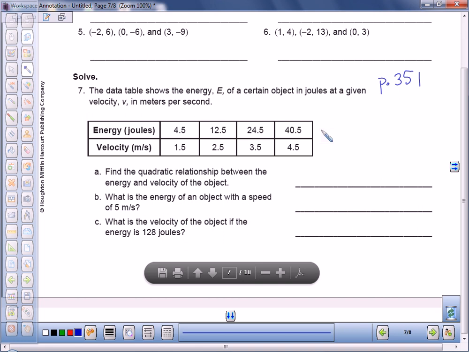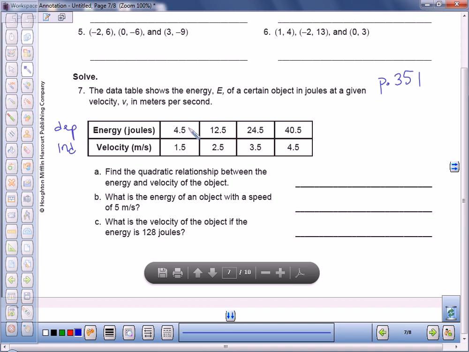Okay. Number 7 says the data table shows the energy of a certain object in joules at a given velocity in meters per second. So energy with respect to velocity. So we're given the velocity. It is our independent variable. Our energy is our dependent variable.